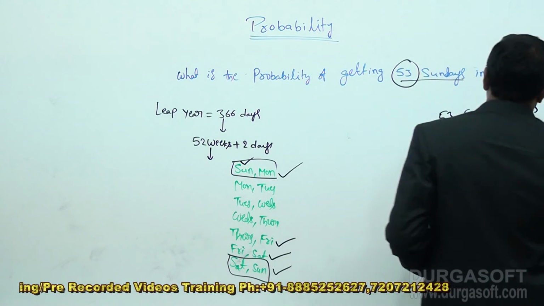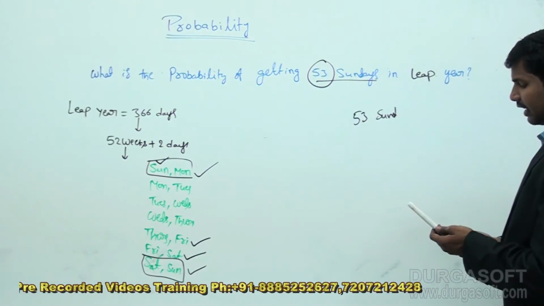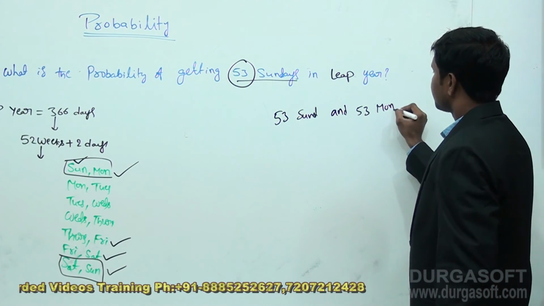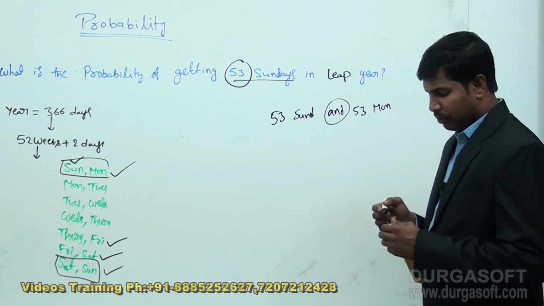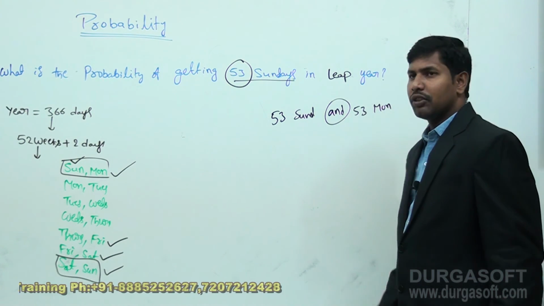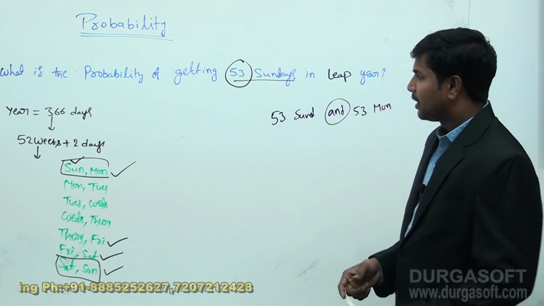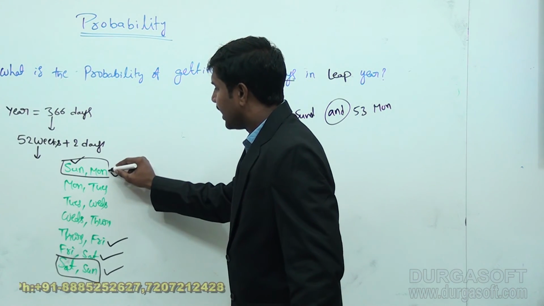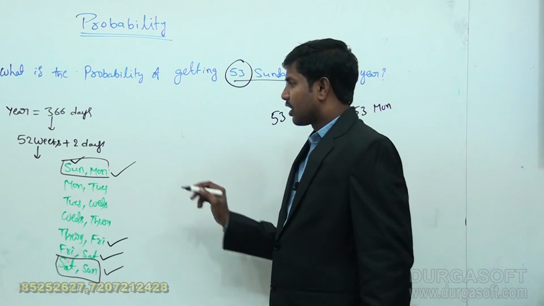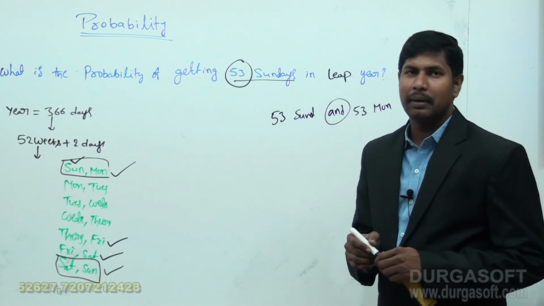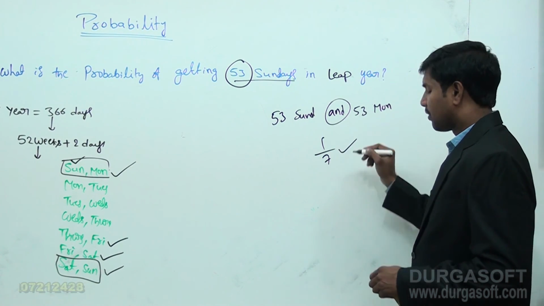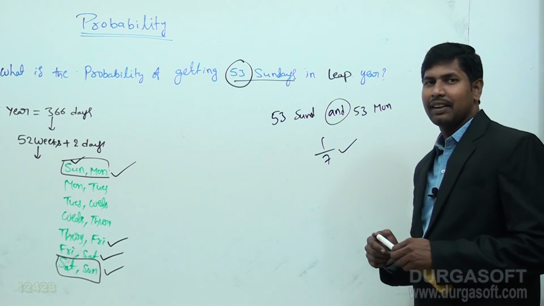Suppose I ask 53 Sundays and 53 Mondays. Here what I am asking is both at the same time. I want 53 Sundays as well as 53 Mondays. That is happening only when you are getting these 2 days as Sunday and Monday. When the extra 2 days are Sunday and Monday, then only it's possible. So only one combination is giving the required value. That's why 1 by 7.